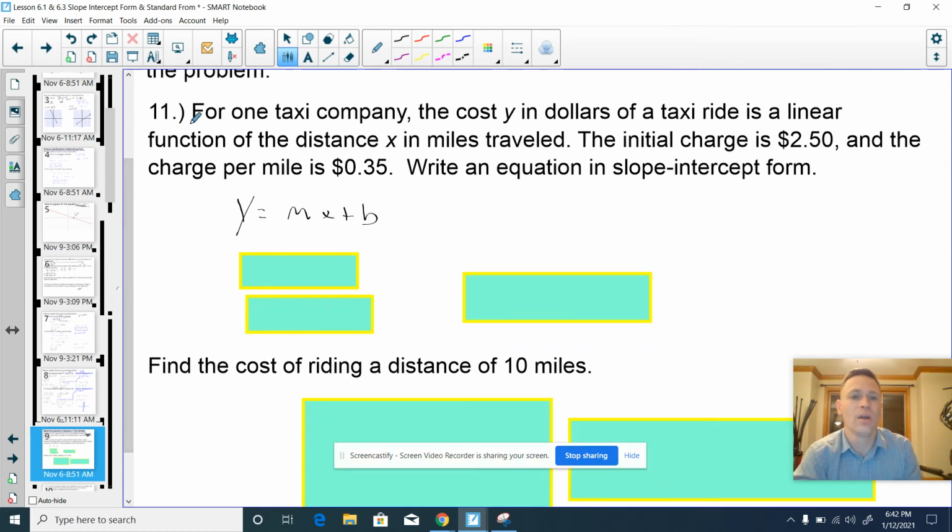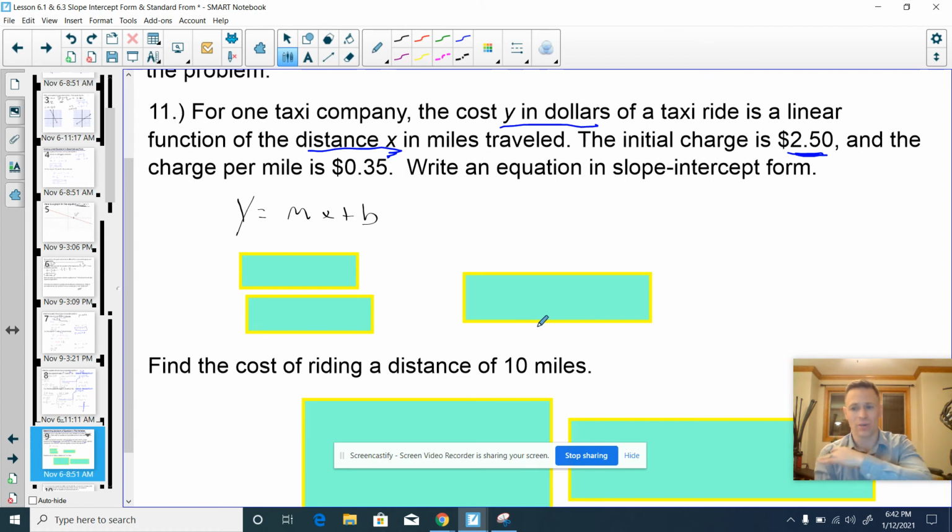Here we go. For one taxi company, the cost, y in dollars, of a taxi ride is a linear function of the distance, which is measured as x. I'm sorry, distance x measured in miles traveled. The initial charge is $2.50. And the charge per mile is 35 cents per mile. Write an equation in slope-intercept form.